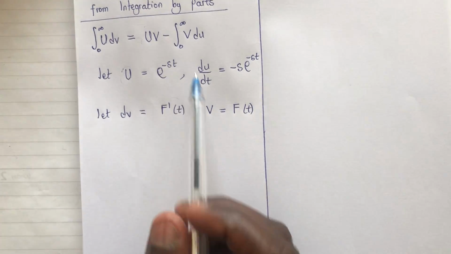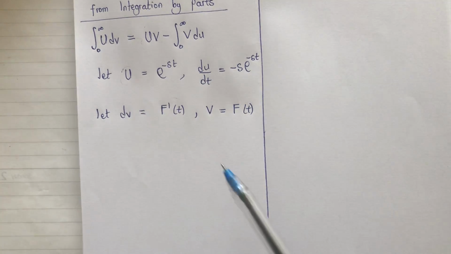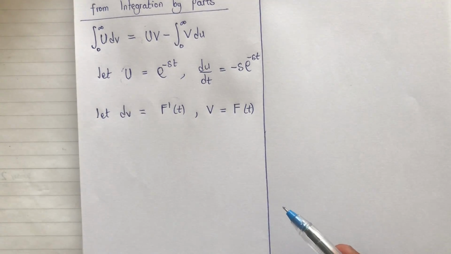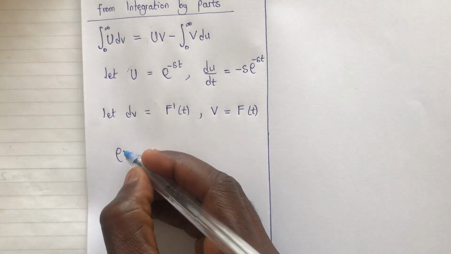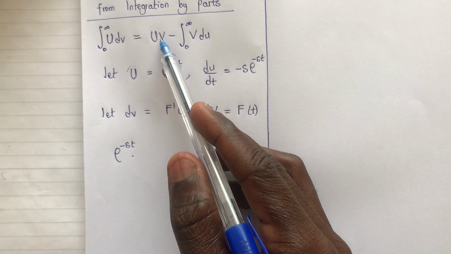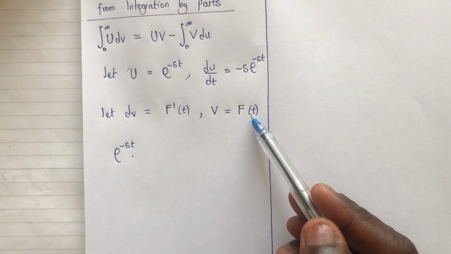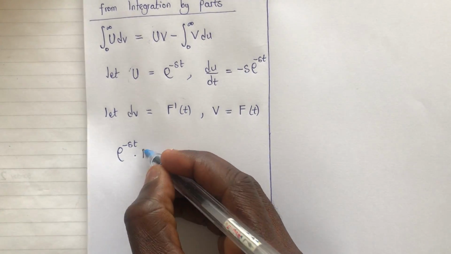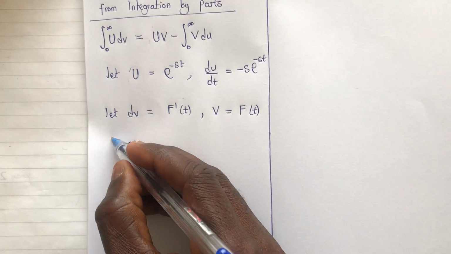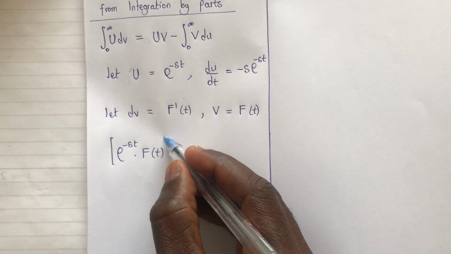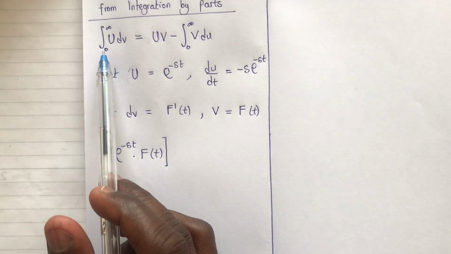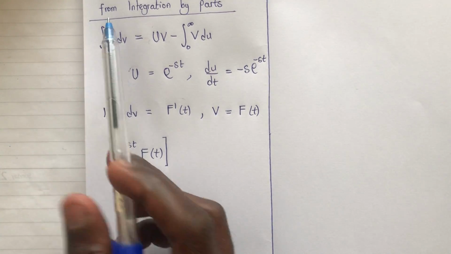Now, what is the formula saying? It says uv. Where is u? We have u equal to this, so we put in u. So we have e minus st times, then we have v. What is v? V is the same as f of t. So multiplying f of t. Okay, then we put this in one bracket. The formula said minus. Now remember, you must introduce your lower and upper limit.